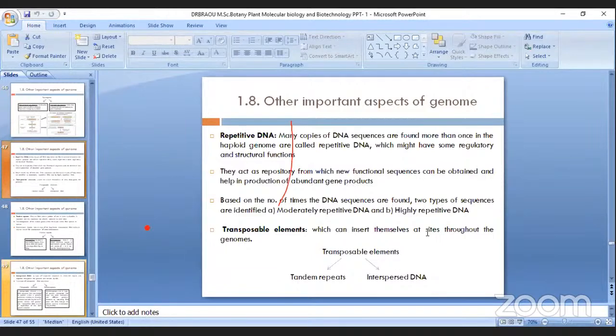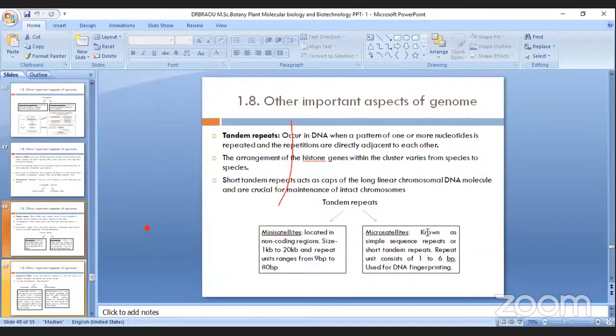After repetitive DNA, the next category is transposable elements. These are elements which can insert themselves at any site throughout the gene. There are two types: first is tandem repeats, and second is interspersed DNA.